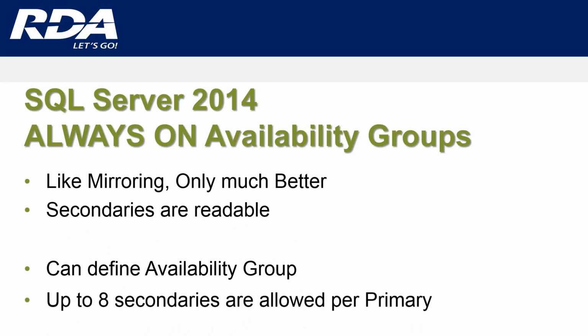You're allowed up to 8 secondaries per primary, and you can combine them. Let's say, for example, you had a set of databases, and let's say there were 4 of them. As part of the availability group, you could have one disaster recovery site and one offloaded reporting site, and that would be 2. You're allowed up to 8, so you could have several different options for any type of use you may find for your secondary.